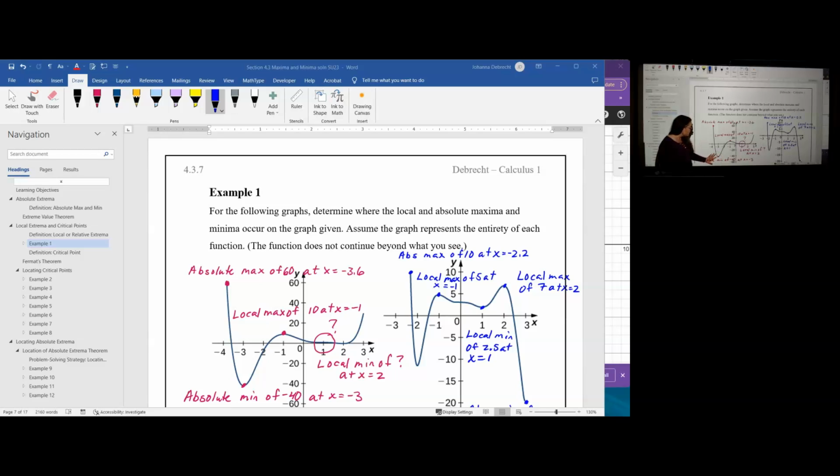This absolute minimum value, because it's in the interior of the interval, would also count as a relative minimum. But this one would not count as a relative max because it's at the end point. The next one that I see here is at negative 1. There's a slight bump up in the graph. So I said that there was a local max of 10 at x equals negative 1. That was the best I could estimate.